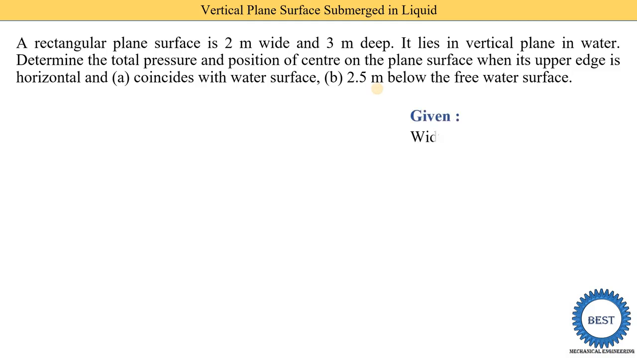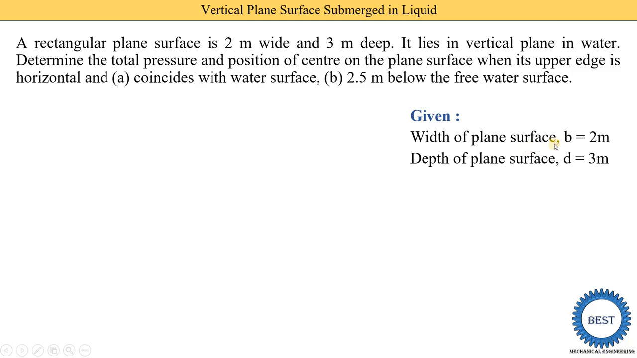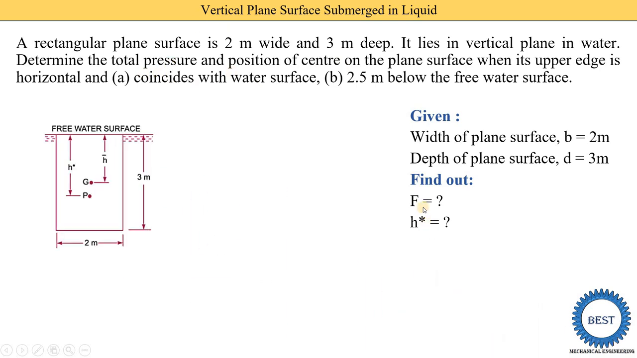So first we write down the given data. Width of the plane surface B is 2 meter, depth is 3 meters, and we need to find the total pressure F and the center at which the total pressure force acts, that is h star. And we find these two parameters for two cases. First, coincide with the water surface.